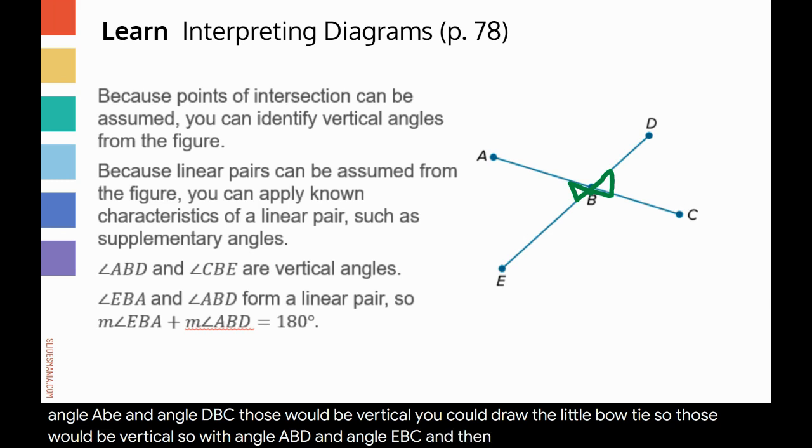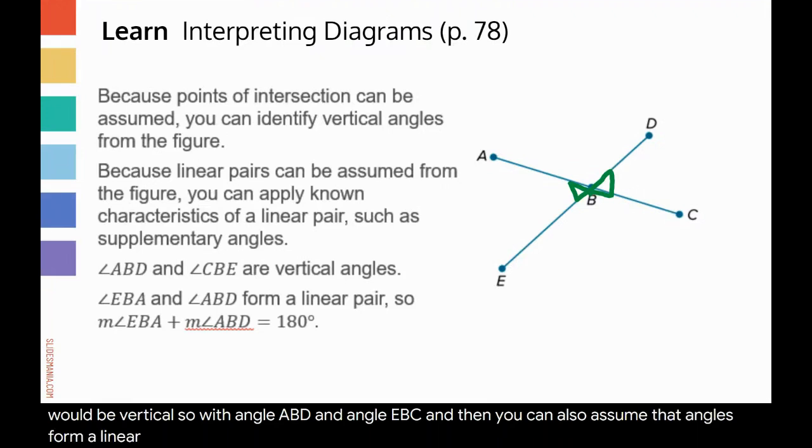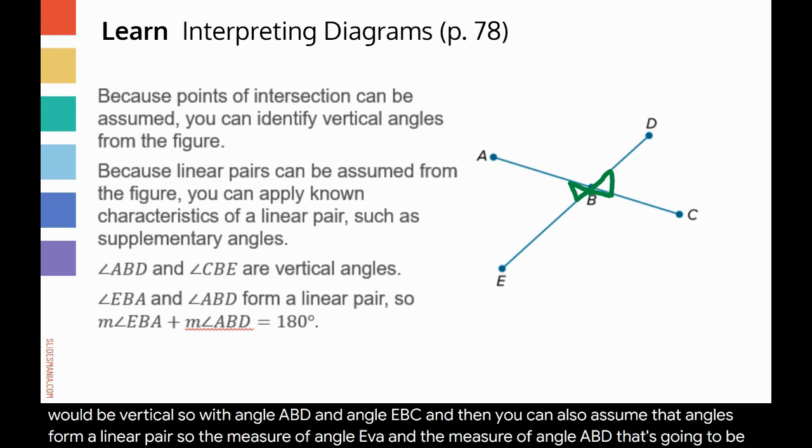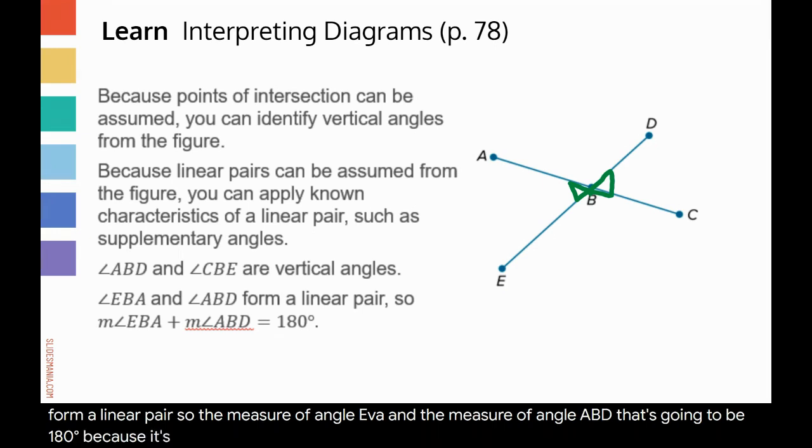And then you can also assume that angles form a linear pair. So the measure of angle EBA and the measure of angle ABD, that's going to be 180 degrees because it's a straight line.